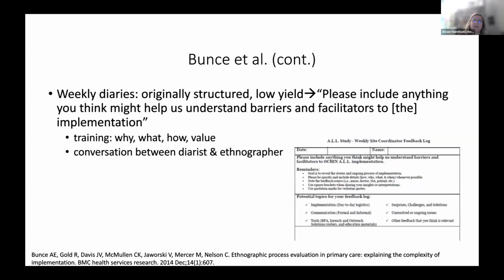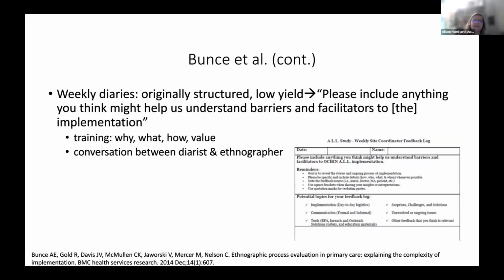And in the training they needed to make sure that the team understood why they were doing this, which is always going to be important in our methods, that everyone who's using those methods really understands what the purpose is, what they're trying to get from this particular method.